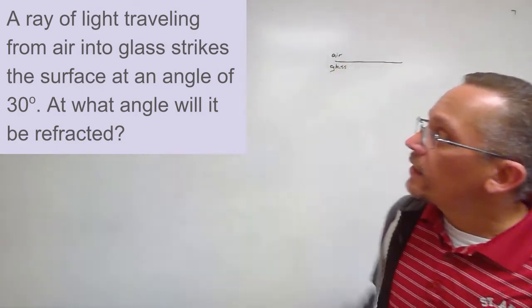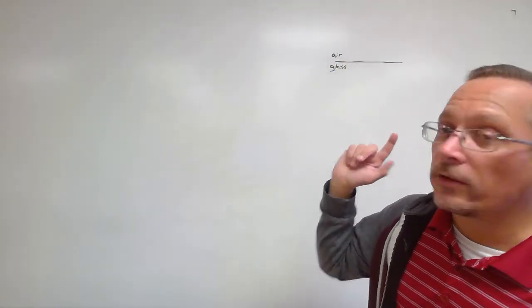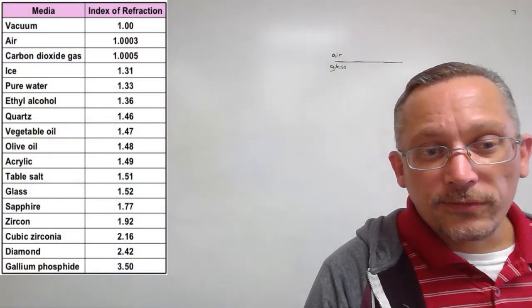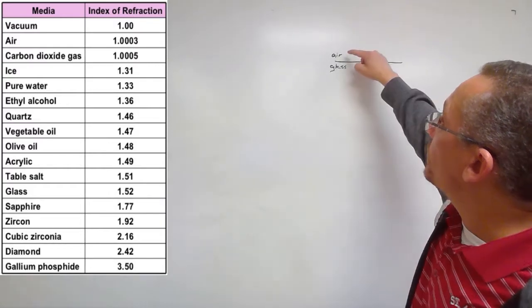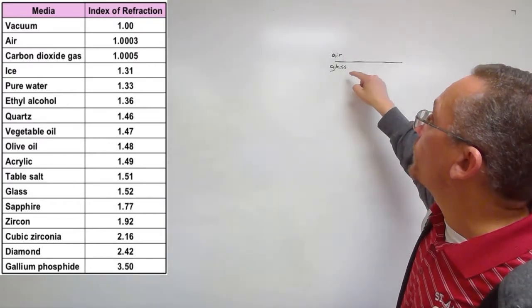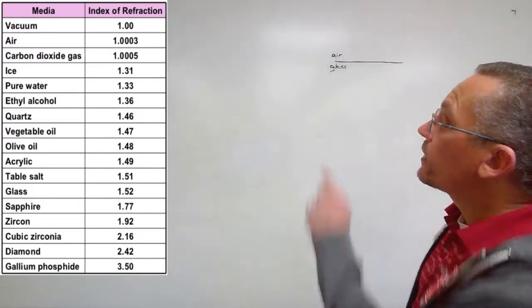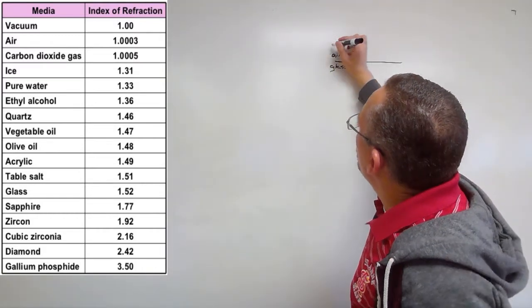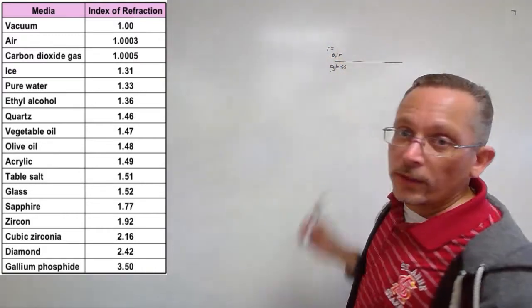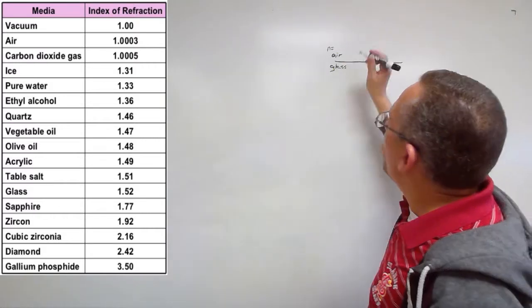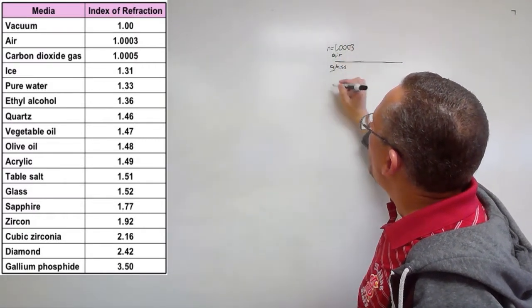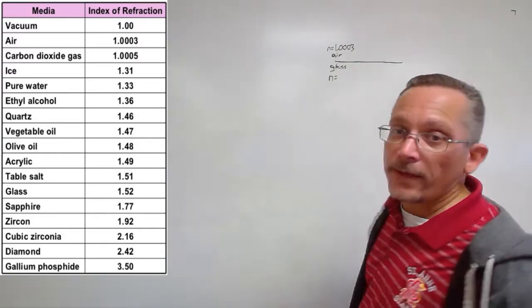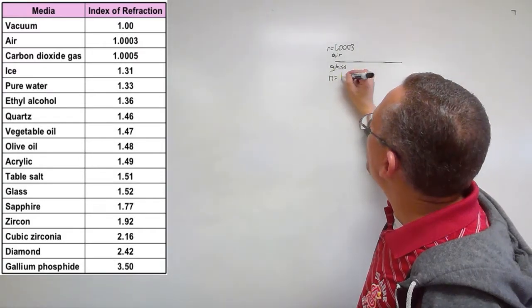Okay, let me take down the problem there, and let me put back up that little chart that tells me the indices of refraction of different materials, and then we can look up what is the index for air and what is the index for glass. We can see up there the index for air is 1.0003, and for glass, it is 1.52.